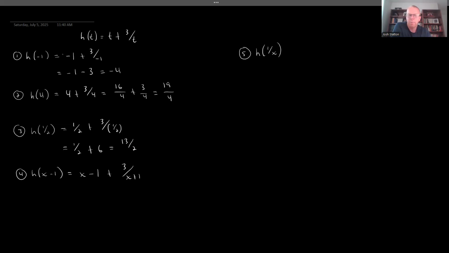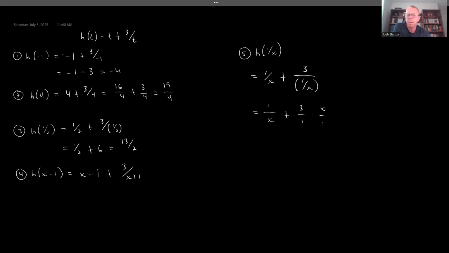All right, so now we get to the last one, h of 1 over x. Again, we're going to plug 1 over x in for both of these t's in our function. So we'll have 1 over x plus 3 divided by 1 over x. And again, when we divide fractions, 3 over 1 divided by 1 over x, we will flip the denominator. So we'll make that 3 over 1 and then times x over 1.